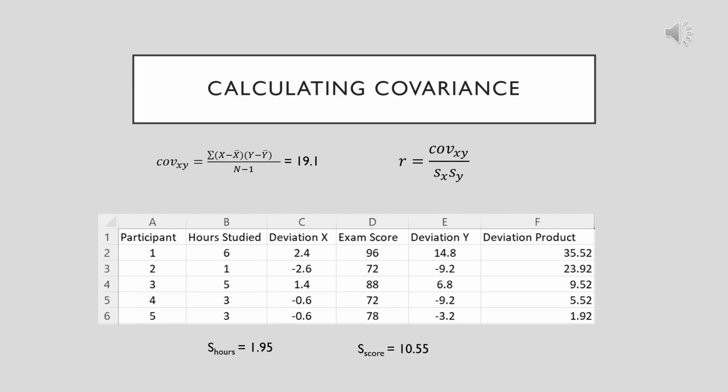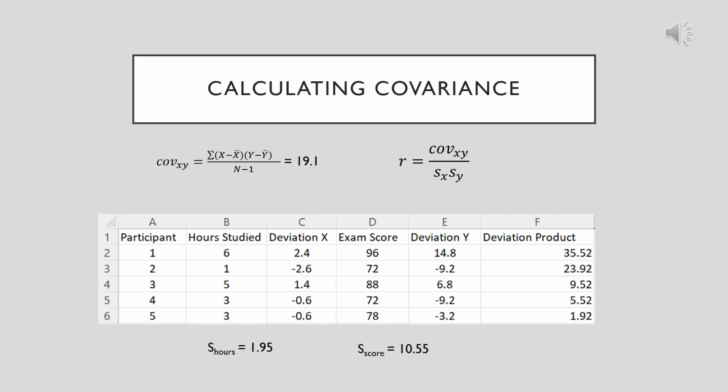So we can just find the standard deviation for hours studied, for participants 1 through 5. 6, 1, 5, 3, 3 are the numbers of hours studied. And if you do that in Excel or wherever you want, you find a standard deviation of 1.95 hours. That's the average distance away from the mean that each of the points are. Well, it's conceptually like that. Obviously, we know we can't actually find the average distance. For exam scores, the standard deviation is 10.55. Okay.